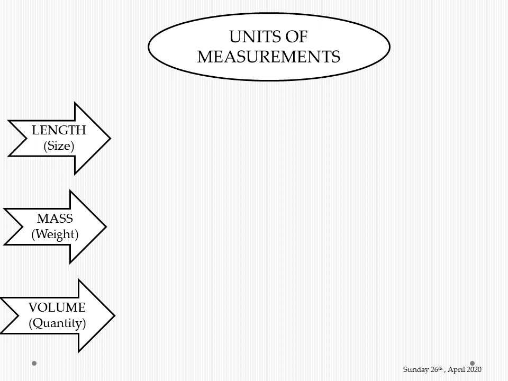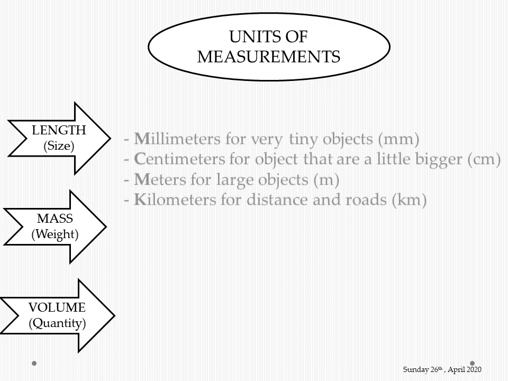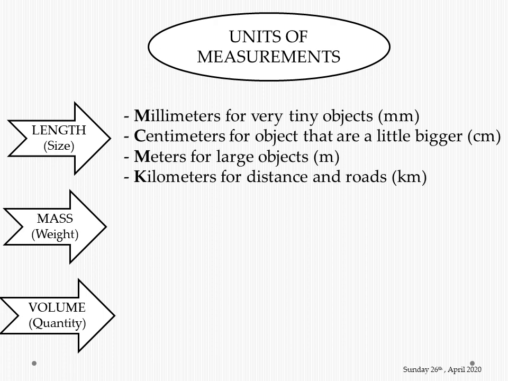For example, to measure length, we have 4 units. To measure mass, we have 2 units. And for volume, we equally have 2 units. Only the length has 4 different kinds of units. And what are the units of length? Millimeters, centimeters, meters, and kilometers.